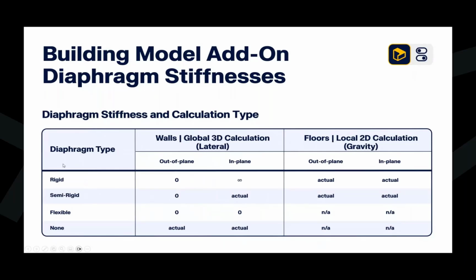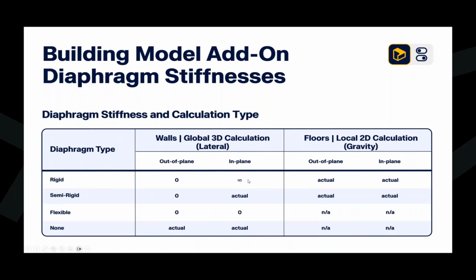When we have defined these different stories and specified a rigid or semi-rigid diaphragm that you see here, we actually separate out the analysis into two separate calculations, the gravity versus the lateral. So with this, we will extract out the floor elements and only apply those gravity loads. And as far as the stiffness, we'll actually use the true stiffness of the material, of the thickness that's been defined for that floor.